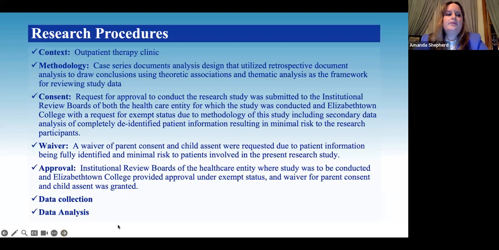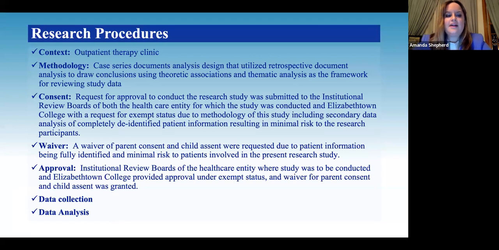A brief overview of my research procedures: the context of the study was an outpatient therapy clinic. The methodology was a retrospective document analysis, drawing conclusions using theoretical associations and thematic analysis as the framework for reviewing study data. I received approval from the institutional review boards of both Elizabethtown and the healthcare organization where I work, under exempt status.